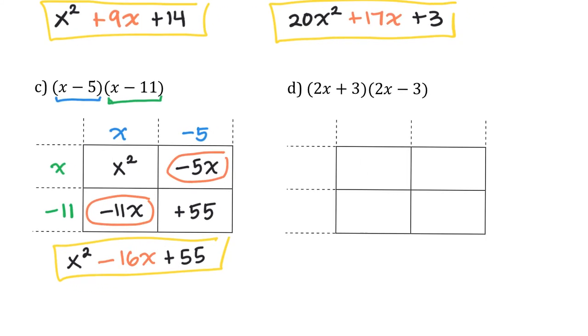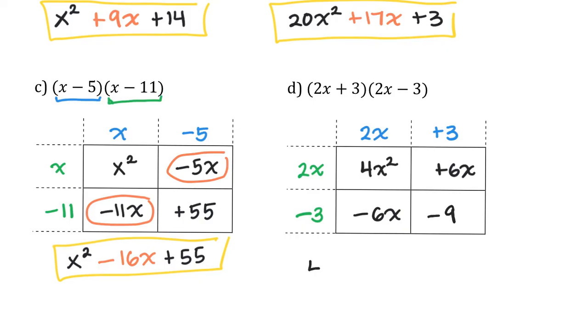Okay, let's try one more. Okay, 2x plus 3, and I'm going to keep this sign, times 2x minus 3. 2x times 2x. 2 times 2 is 4. x times x is x to the second. Here, 2x times 3, positive 6x. 2x times negative 3 is negative 6x. Positive 3 times negative 3, negative 9.